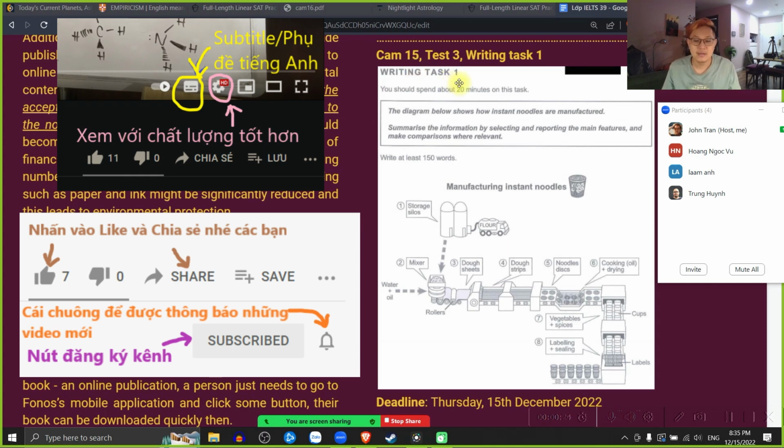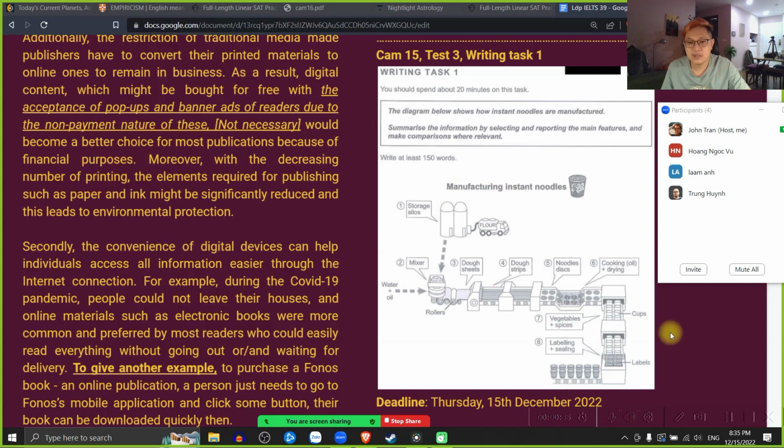Academic. Okay, so the diagram below shows how instant noodles are manufactured. And this is a manufacturing instant noodle process. Là cái quá trình để mà sản xuất ra mì ăn liền. Thì cái biểu đồ bên dưới này nó chỉ được cái cách mà mì ăn liền được sản xuất thôi. Okay, so let's look at this one now.